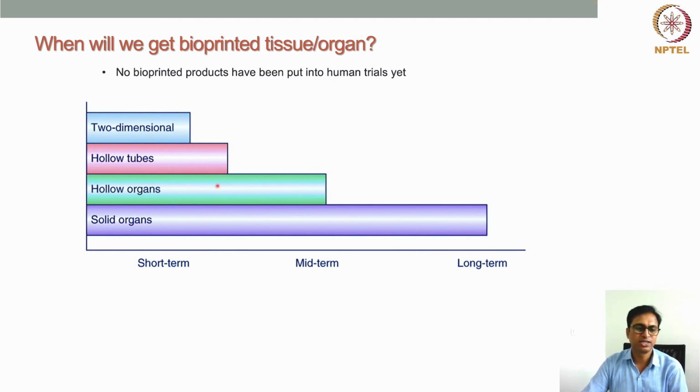Hollow organs may take a bit more time, maybe in the midterm, like maybe 5 years or so. Solid organs typically have a very complex structure, as we have discussed earlier also. So it may take some more time for solid organs to be developed and used. So that is a long term.